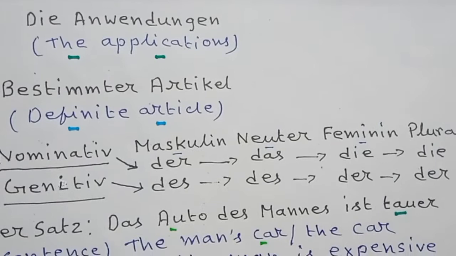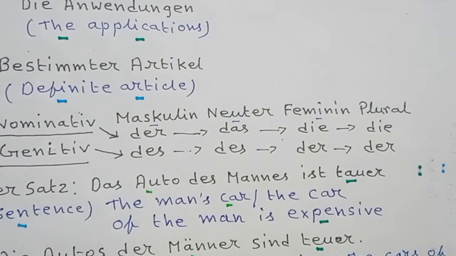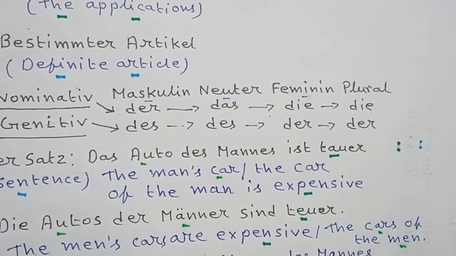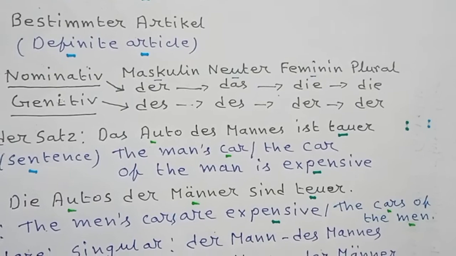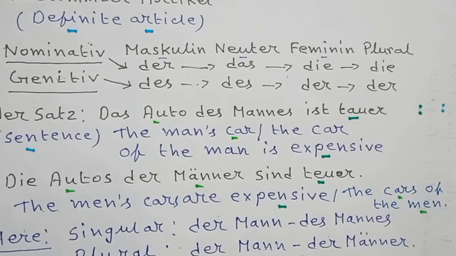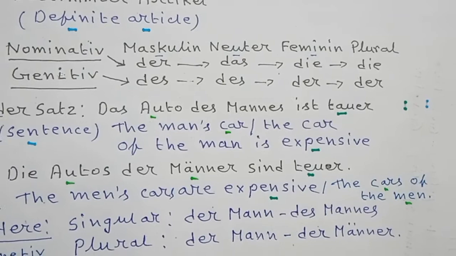Die Anwendungen, the applications. Bestimmter Artikel, definite article. Now, nominative. Masculine, neuter, feminine, plural. Nominative: der, das, die. Genitive: des, des, der. Sentence: Das Auto des Mannes ist teuer. In English, the man's car, or the car of the man, is expensive.